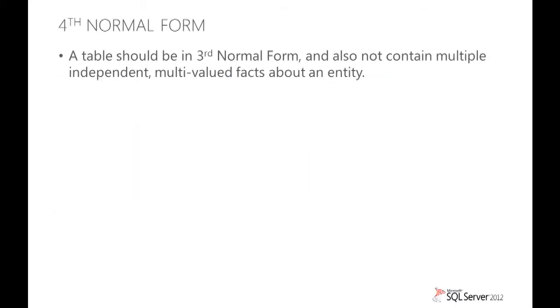So once you've got to the third normal form, we'll talk quickly about fourth normal form. And the rule for fourth normal form is that the tables should all be in third normal form, and you want to go in and make sure that none of your tables contain multiple independent multi-valued facts about an entity. And you start seeing that potentially in some of the relationship tables.